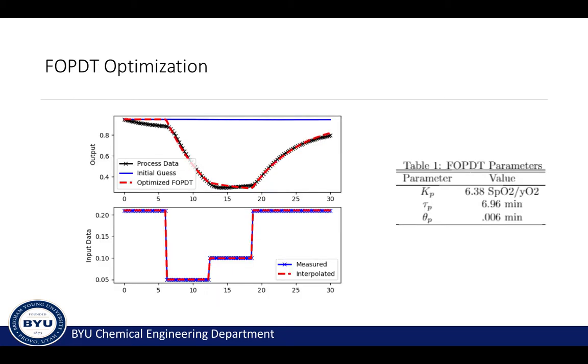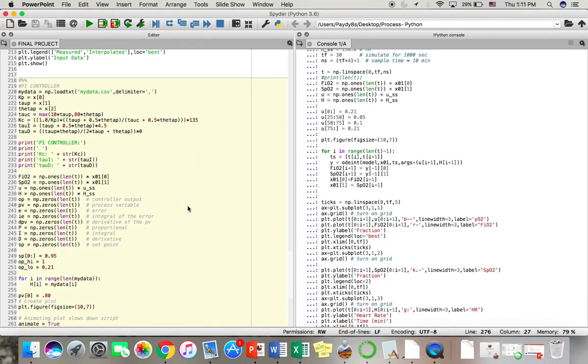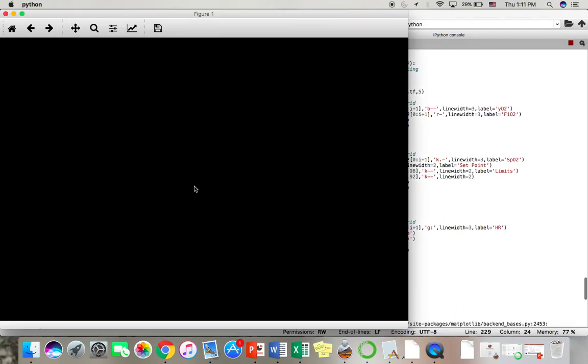We then took that data and did an FOPDT optimization to obtain some tuning parameters, which we then fed into our PID controller. And I'd like to show you a quick animation of what that ended up looking like with our PI controller. So as you can see here, we got our code. We have some of our tuning parameters, and we'll go ahead and run this.